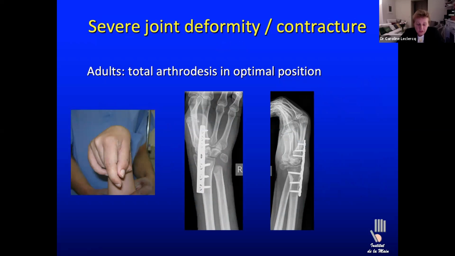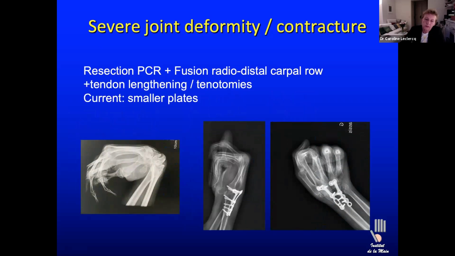In some cases, the wrist, and it's mostly the wrist, can be extremely contracted with severe deformity. Soft tissue procedures in this type of deformities are not enough, and we need to resort to wrist arthrodesis. In adults, this is done in the form of a complete arthrodesis. We usually do a resection of the first carpal row and a fusion of the radius to the second row, which gives a little lengthening of the whole thing at the same time.